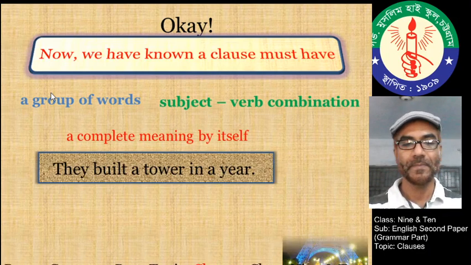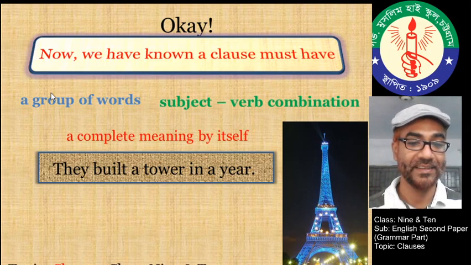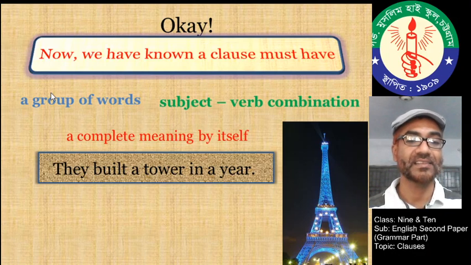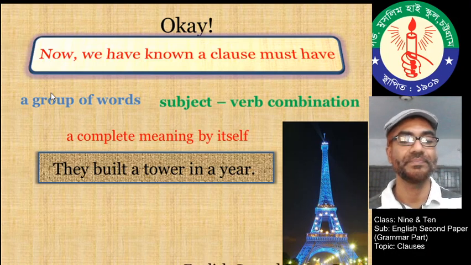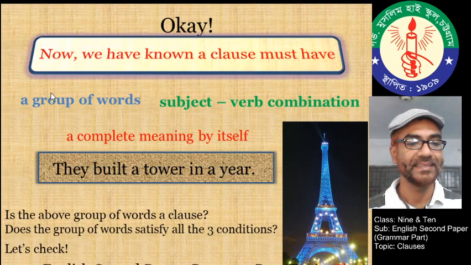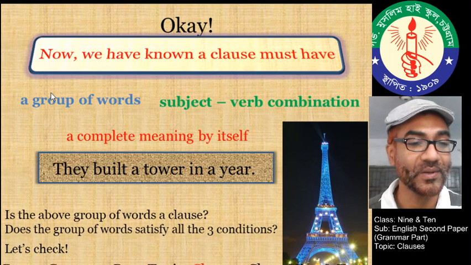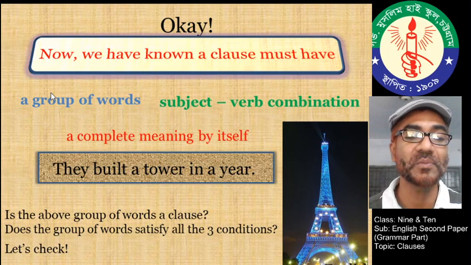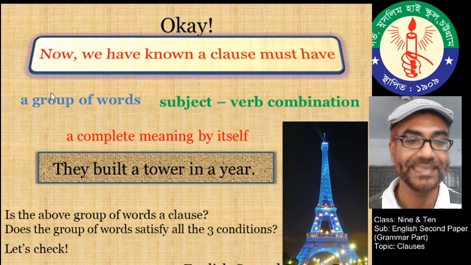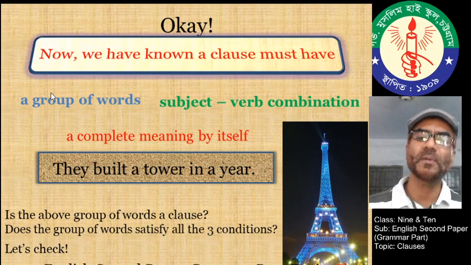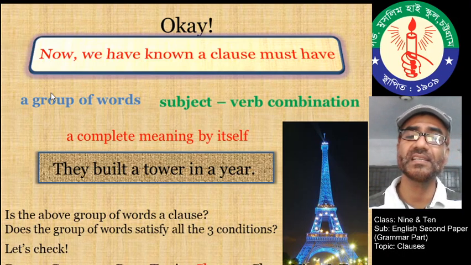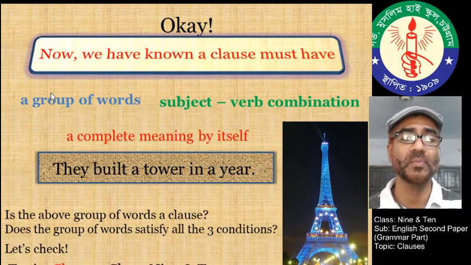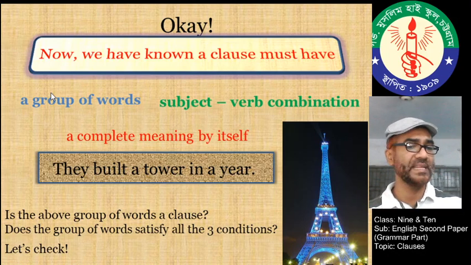Yes, here you see, they built a tower in a year. Is the above group of words a clause? Does the group of words satisfy all the above three conditions? That means a group of words, a subject-verb combination, and a complete meaning by itself.